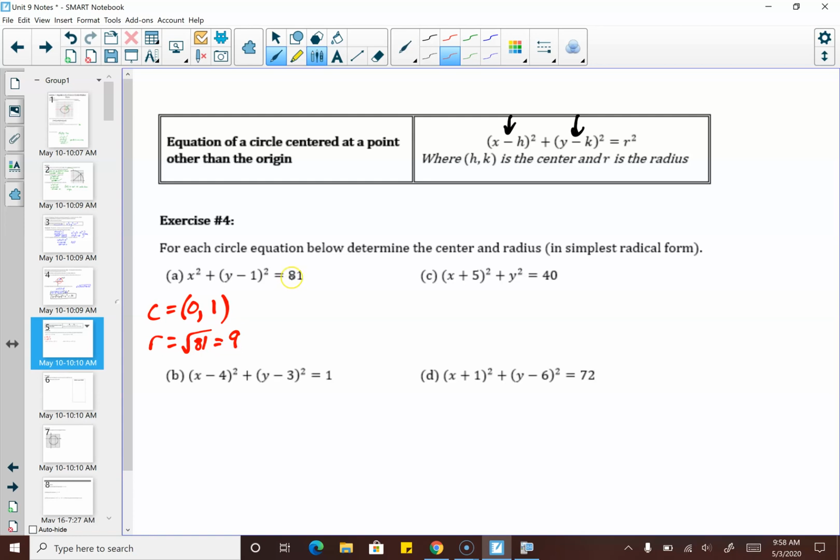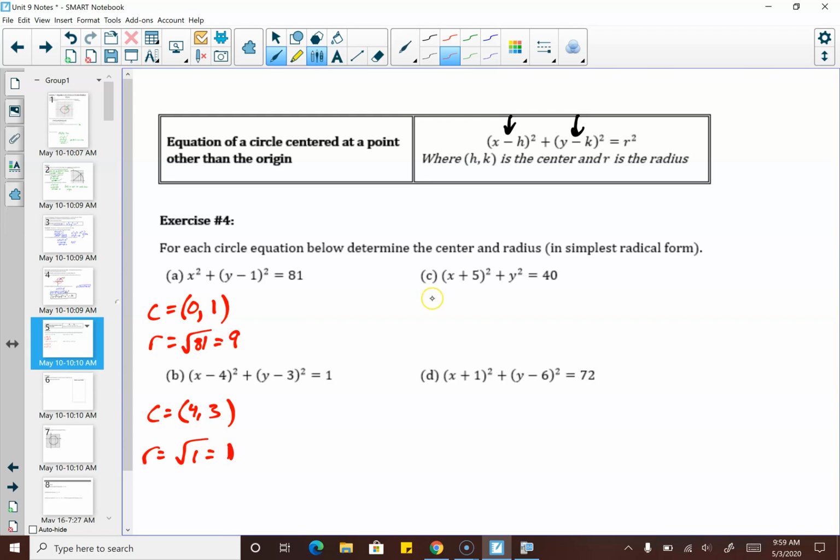Okay, so the radius is not the number that you see. That number has been squared, so you have to take the square root of it to find the radius. As we go down here to b, x minus 4 squared plus y minus 3 squared equals 1. So c equals, r equals. Remember, there's no zeros in this one because they both have parentheses and they both have minus signs. So we're going to take the opposite. So we get positive 4 and positive 3. And then our radius is the square root of 1, which in this case just happens to be 1.